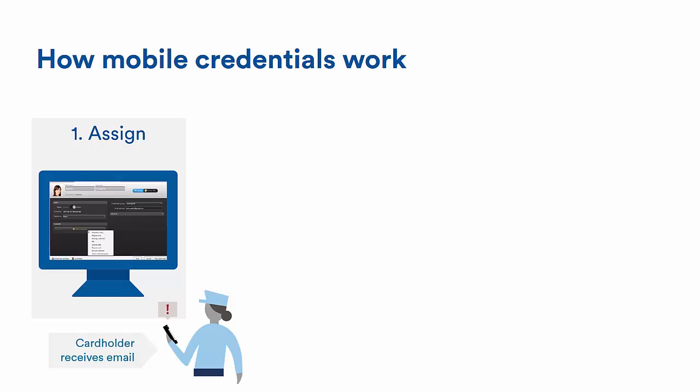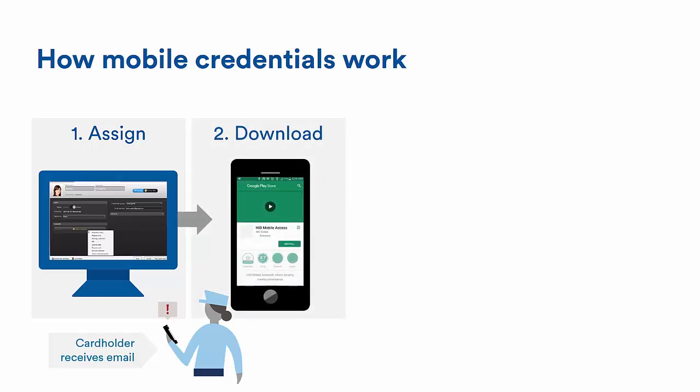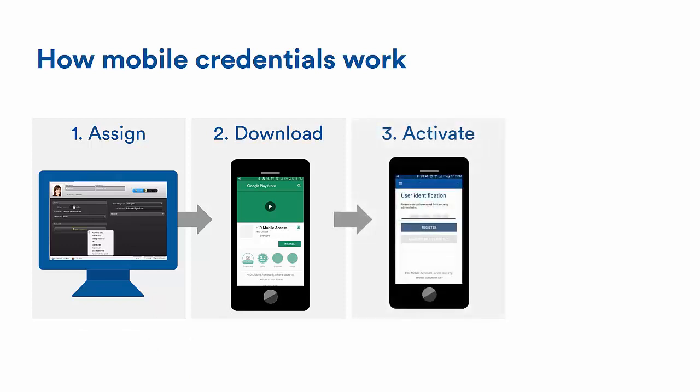She'll be prompted to download the application of their host software. So in this case, we're looking at the HID Mobile Access application offered by HID. So they'll go ahead and download the application of choice. And once they download their application, they'll be asked to input their activation code, which is found in that email.